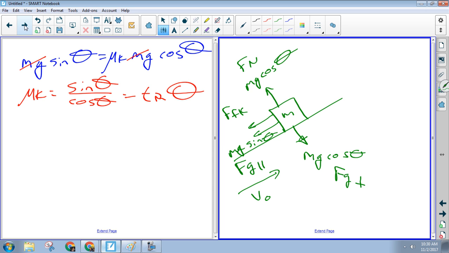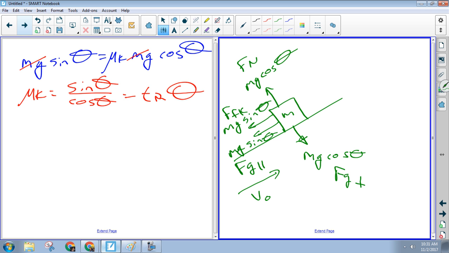Oh, I am making a sudden realization. mg sine theta. Carla, what's up? We are looking to figure out how far up the ramp it's going to get.